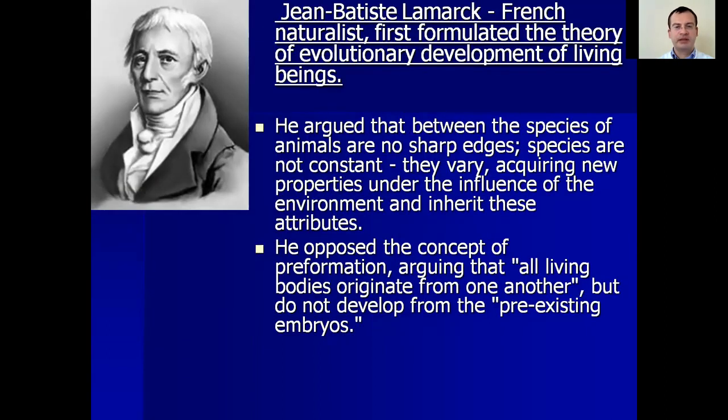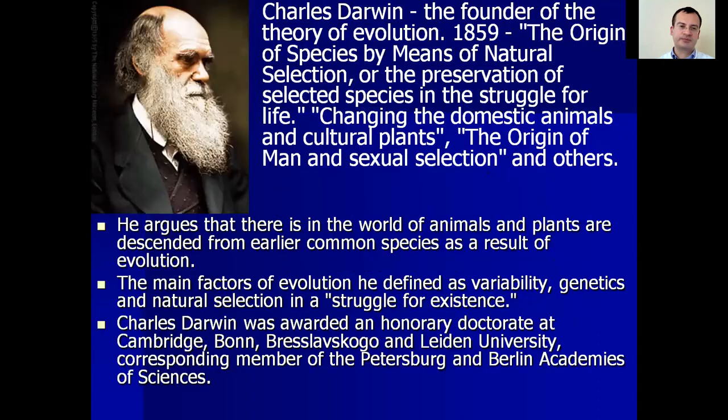Jean-Baptiste Lamarck. He argued that between the species of animals there are no sharp edges. Species are not constant. They vary, acquiring new properties under the influence of the environment, and inherit these attributes. He opposed the concept of preformation, arguing that all living bodies originate from one another, but do not develop from pre-existing embryos.